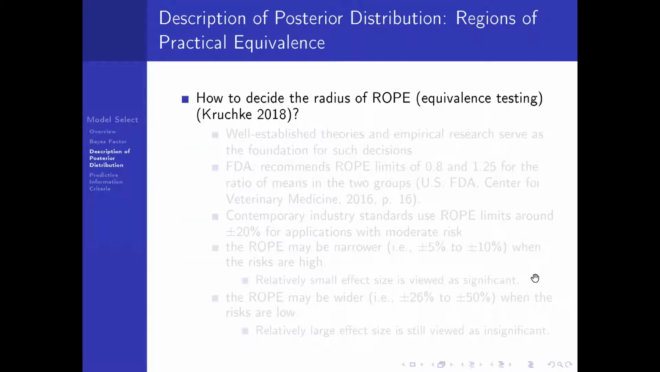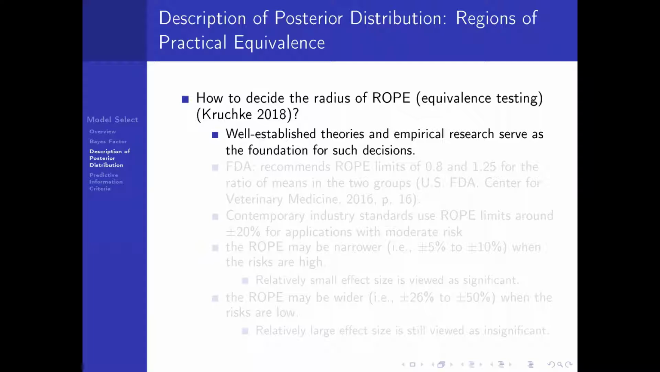Okay, so let me go through some history and a bit of reasoning about how to set up this radius, okay? And the discussion is mostly based on Kruschke's 2018 article, okay? First of all, we need to base the radius on well-established theory.